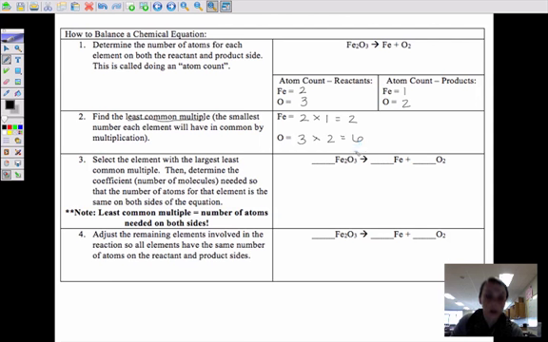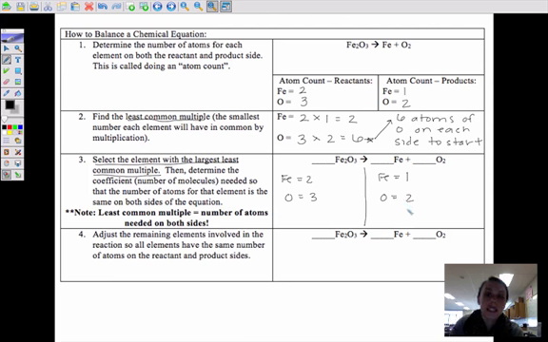Well, great, but where do we go from here? Our next step is to select the element with the largest least common multiple. That would be oxygen, because 6 is bigger than 2. That means for our starting point, we need to try to get 6 atoms of oxygen on each side of the equation to start. So before we go any further, I'm going to bring down that atom count from above. You should as well, because I need to take you through that thought process of balancing those equations.